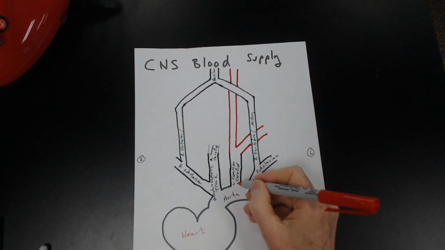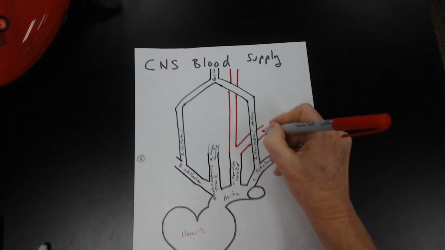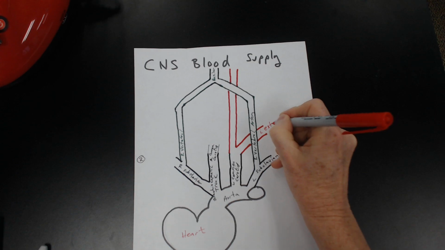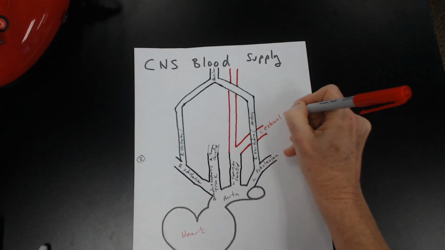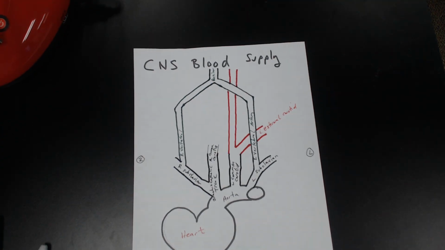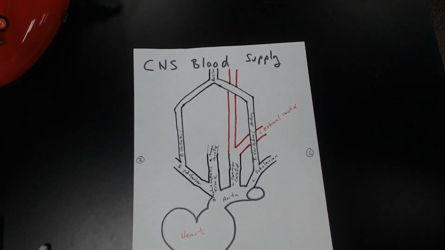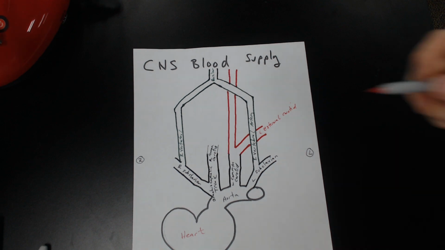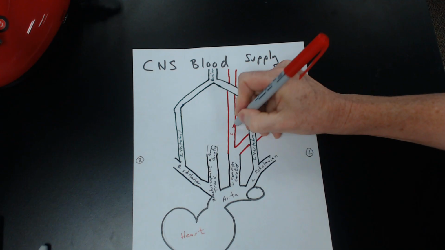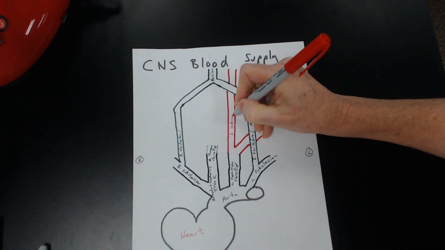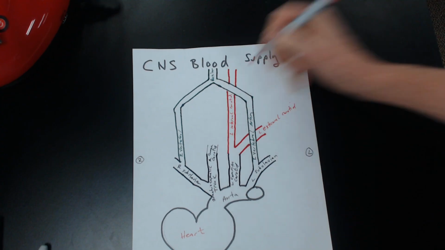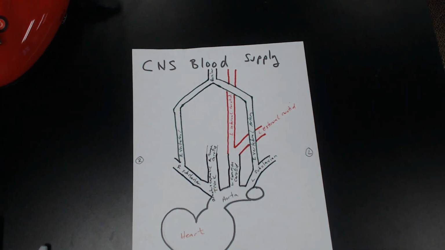The left common carotid is going to split into the left external carotid artery. And the important one, you need to know that circulation to the anterior portion of the brain is going to come from both the left and right internal carotid arteries. Okay, that's going to be the important one.